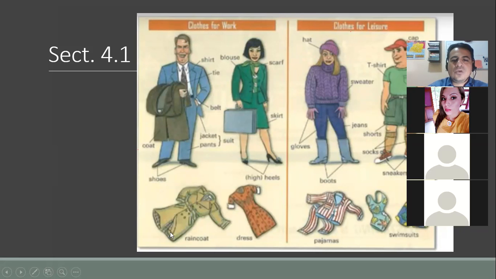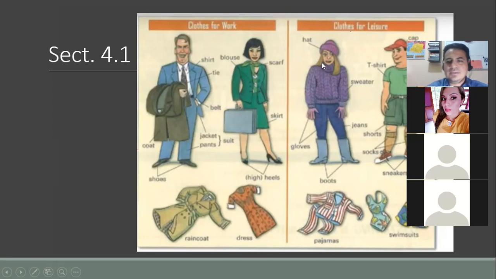Okay. Raincoat. Okay. Aquí no se usa eso, right? Raincoat, but if you ever go to, you know, New York, Canada. Raincoat. Dress. A woman's dress. Okay. Now, esa es ropa de trabajo, right? Work clothes.